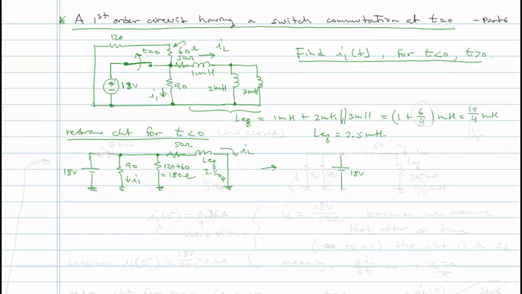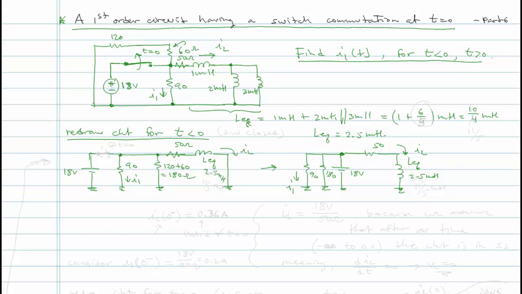Now we can redraw this as 18 volts, with the 90 ohms and the 180 ohms drawn over to this side. This is 180, this is 90, and here is I1. Then I have 50 ohms, and I have my inductor LEQ, which is 2.5 millihenry. So what is the initial condition of IL? This is the circuit for time less than 0.